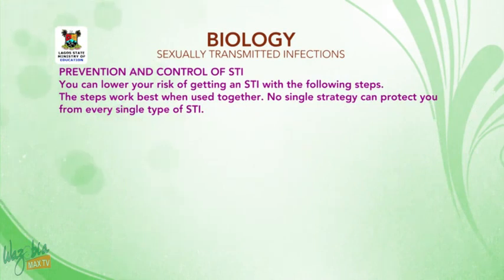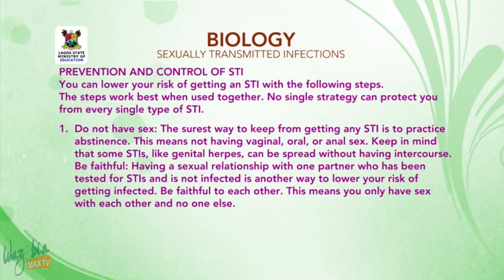Prevention and control of STI. You can lower your risk of getting an STI with the following steps. The steps work when used together. No single strategy can protect you from every single type of STI. Do not have sex. That is number one. The surest way to keep from getting any STI is to practice abstinence. This means not having vaginal, oral, or anal sex.